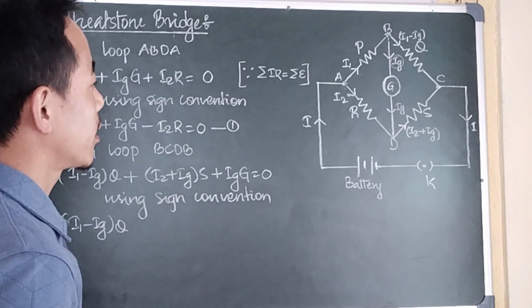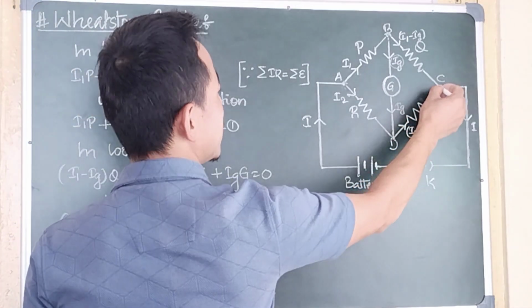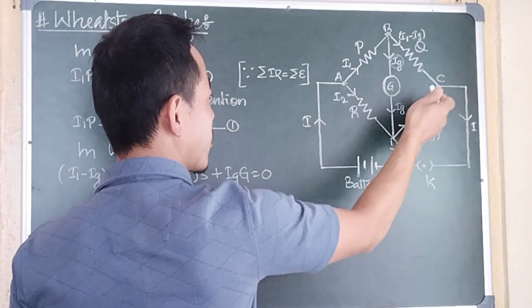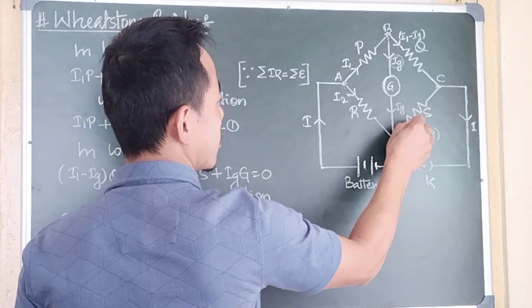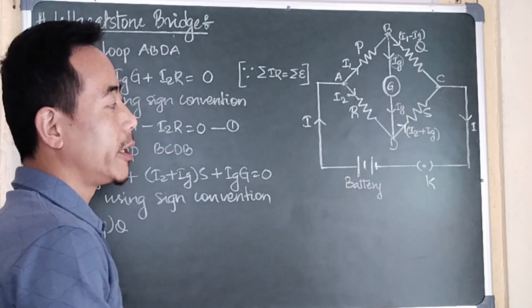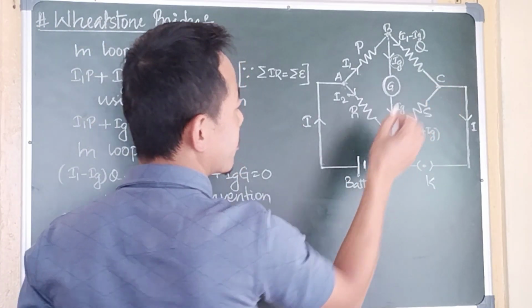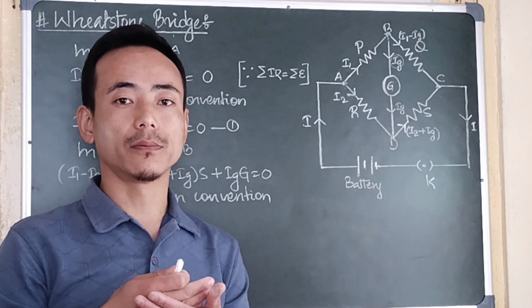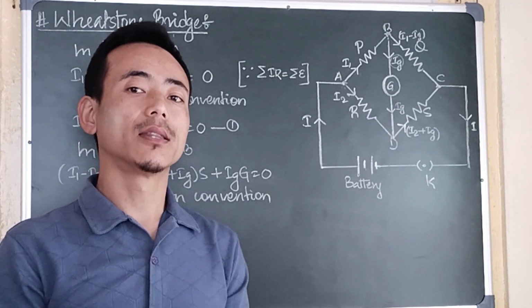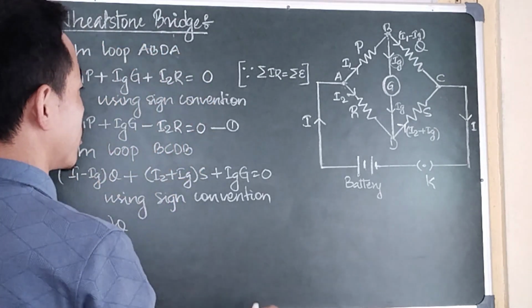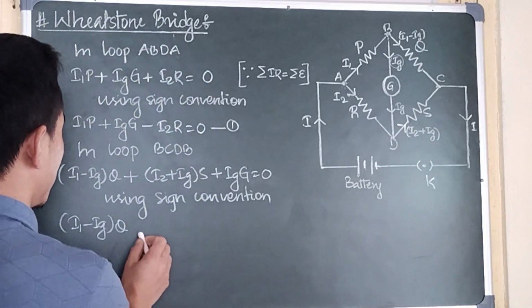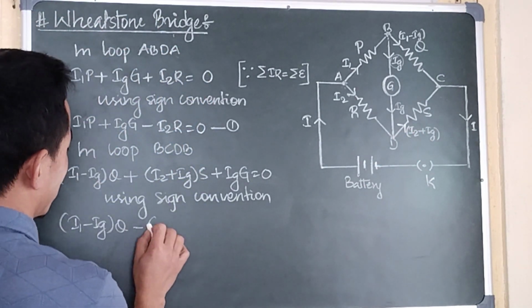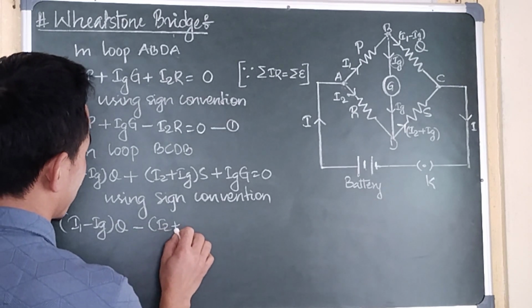Now let's look at the second current. We are going from C to D, but look at the current I2 plus IG. It is going from D to C. That means the path taken and the current are in the opposite direction. When they are in the opposite direction, the current will be negative. So this current I2 plus IG will be negative here, and we have written the negative sign using the sign convention.